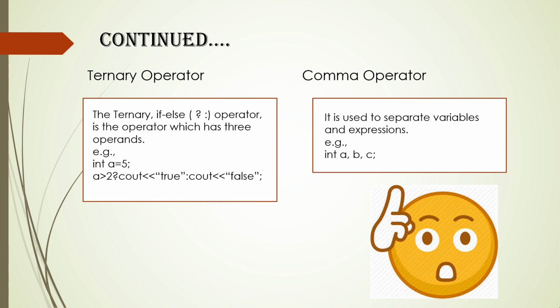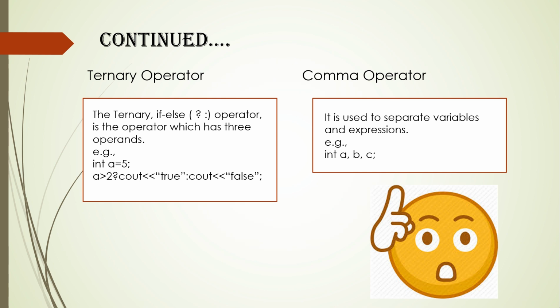Here we have assigned the value 5 to the variable a, and after that we have applied a condition a greater than 2, then question mark. If this condition is true it will print true with cout, and if this condition is false then it will print false. So the syntax is condition then question mark, and then what you have to do if that condition is true, then colon, and after that what you have to do if the condition is false, then terminate it with semicolon.